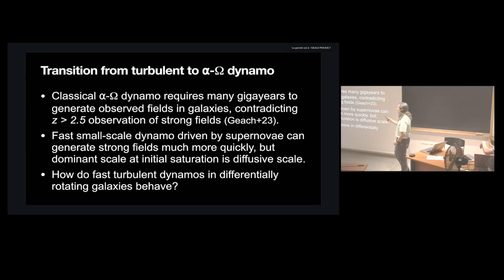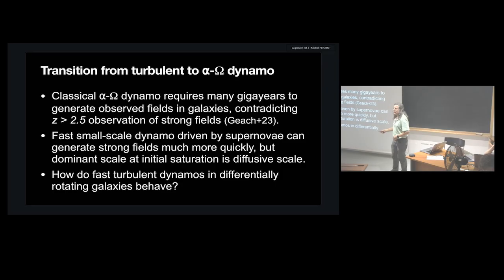Now, because the classical alpha-omega dynamo requires many orbital timescales to grow a field, and if you're starting from very small values, that's not going to work very well, particularly since there are already strong fields being observed at redshift 2.5, so 2.5 gigayears after the Big Bang. And given that galaxies don't start forming until 0.5 gigayears or so, this is a very long period.